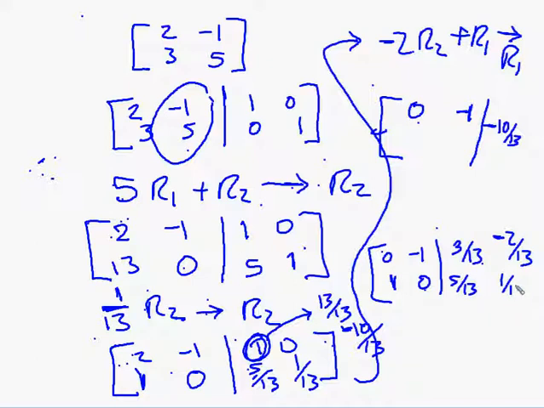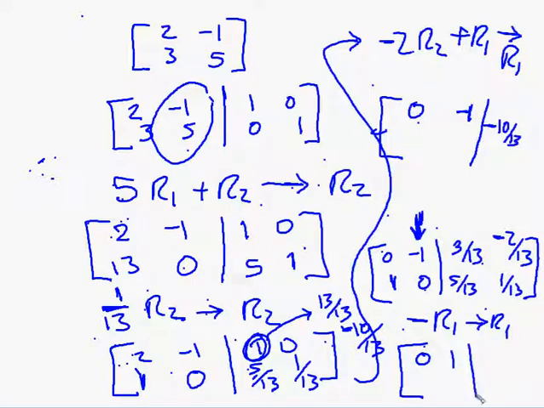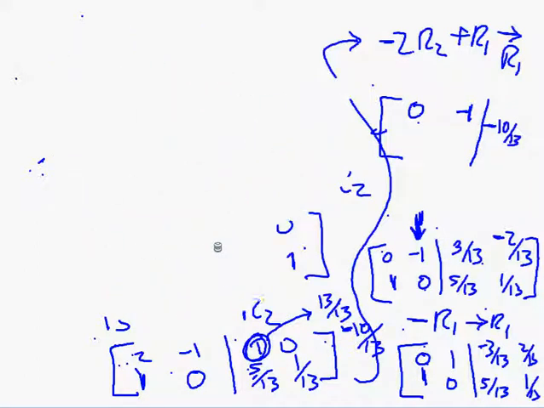So we're almost done. There are 2 more things I'm going to need to do. Is this a 1? Nope, it's a negative 1. So I'm going to multiply row 1 by negative 1. So negative 1 times row 1 into row 1. Alright, that gets me almost there. So I have 0, 1, and then negative 3/13, 2/13, and then I have 1, 0, 5/13, and 1/13. Now, as Lila was suggesting earlier, well, wait a minute. That's not the right order, is it?